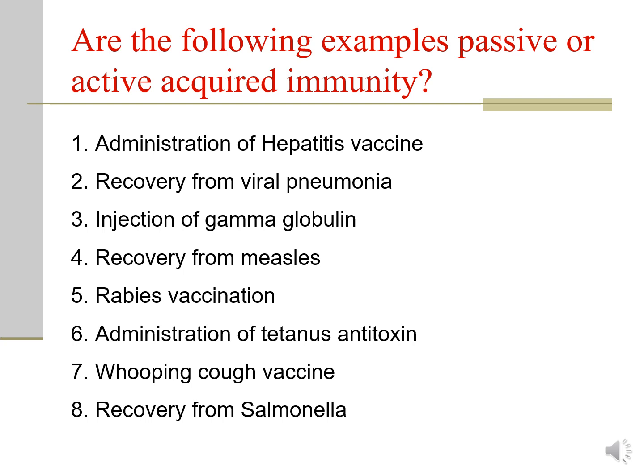Recovery from the measles and the rabies vaccine, those are both active. You've either had the disease or you've been vaccinated. If you've been given the tetanus antitoxin, this is passive. Anti means antibody was injected, and antitoxin means gamma globulin was injected. Whooping cough vaccine, again, if you've had the vaccine, that's active acquired immunity. If you've had salmonella and you're recovering from salmonella, that is active acquired immunity. Let's go to the next slide and do a few more.